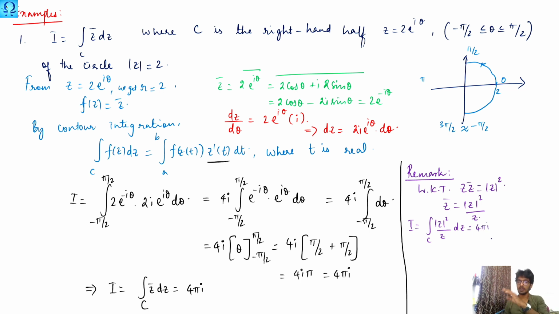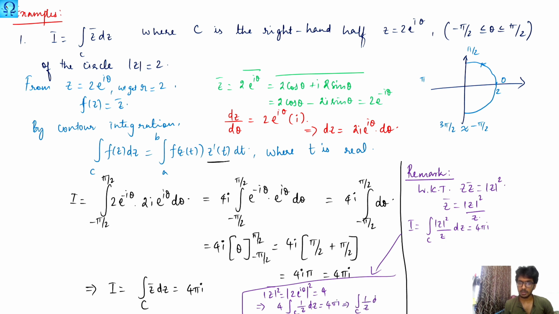So what is absolute of z squared? Here it is the absolute of 2 e to the power i theta, whole squared. This turns to be 4. So 4 is a constant, we take it outside. The integral over c of 1 upon z dz times 4 is 4 pi i, which gives the integral over c of 1 upon z dz is simply pi i. So from this example, we have deduced another result.